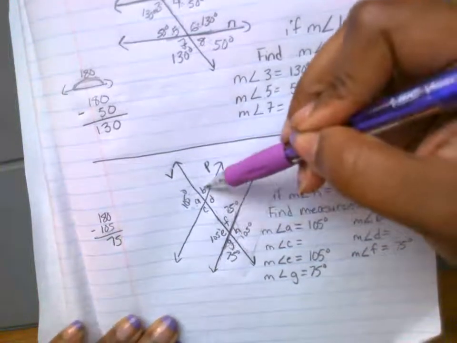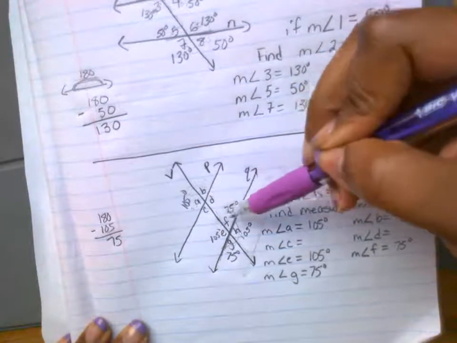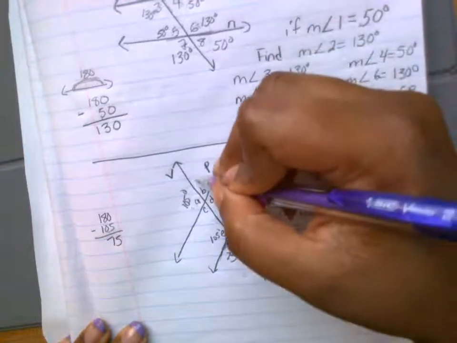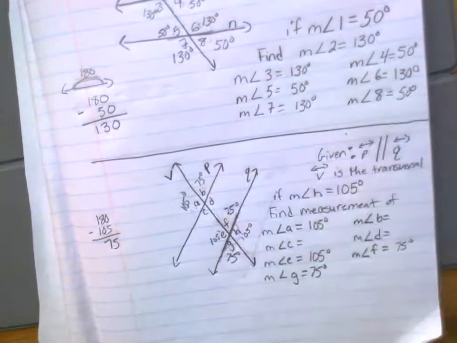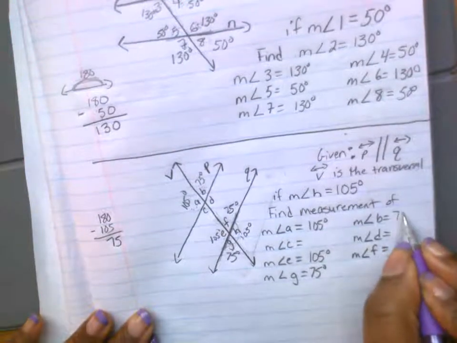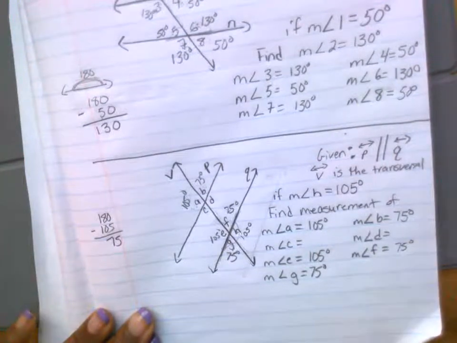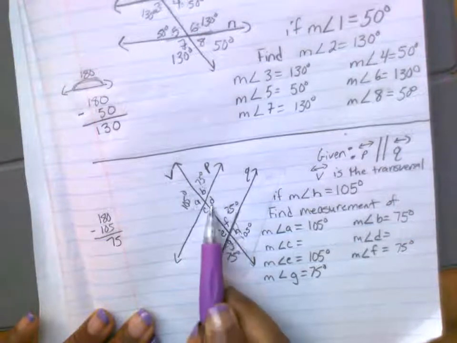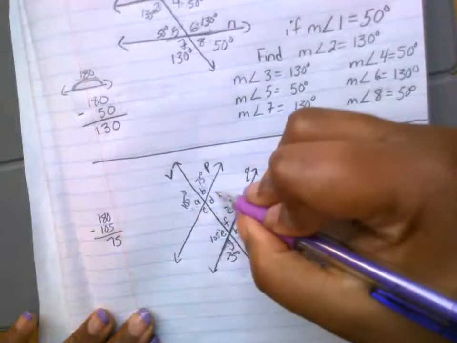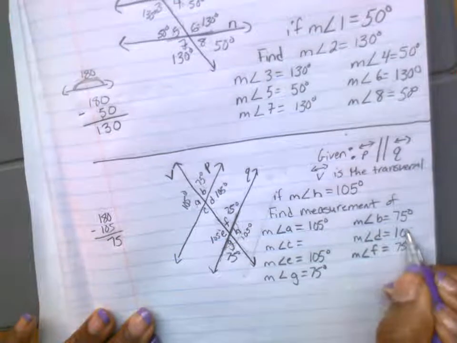F and B are corresponding angles. So that means whatever F is, so is B. Whatever B is, so is F. So B is also 75 degrees because they're corresponding angles. So B is 75. Okay. D and H are corresponding angles. So whatever D is, so is H. So this is also 105. D is also 105 degrees.